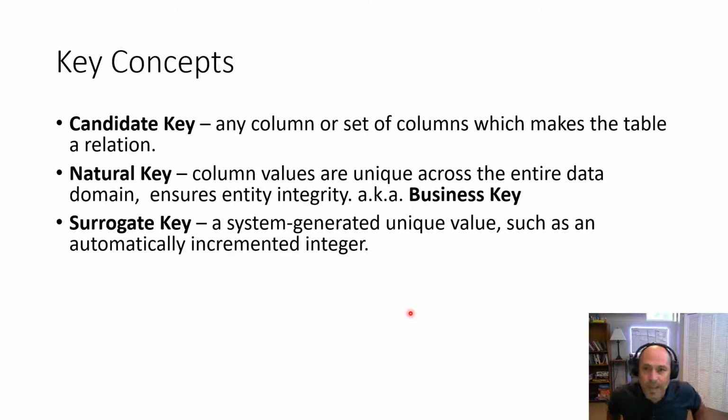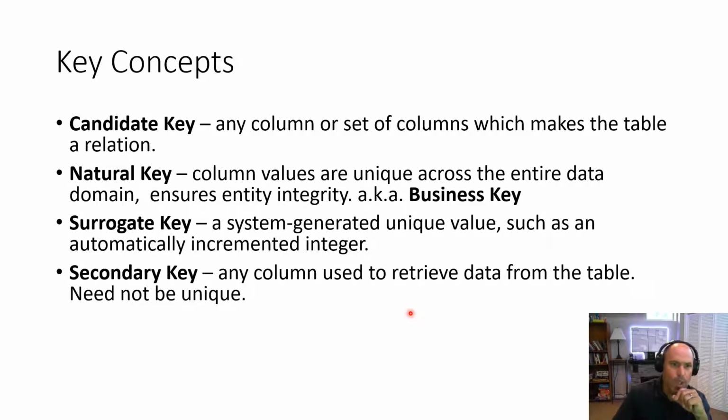So, there's ways around that as we'll see as we get further into learning about the relational model. But at this point, I just want you to understand these concepts. There's also the idea of a secondary key, and a secondary key is a concept. Okay, there's no way to create a secondary key in a DBMS. A secondary key is used to retrieve data from a table, and it need not be unique. So secondary keys are ways that you look stuff up.